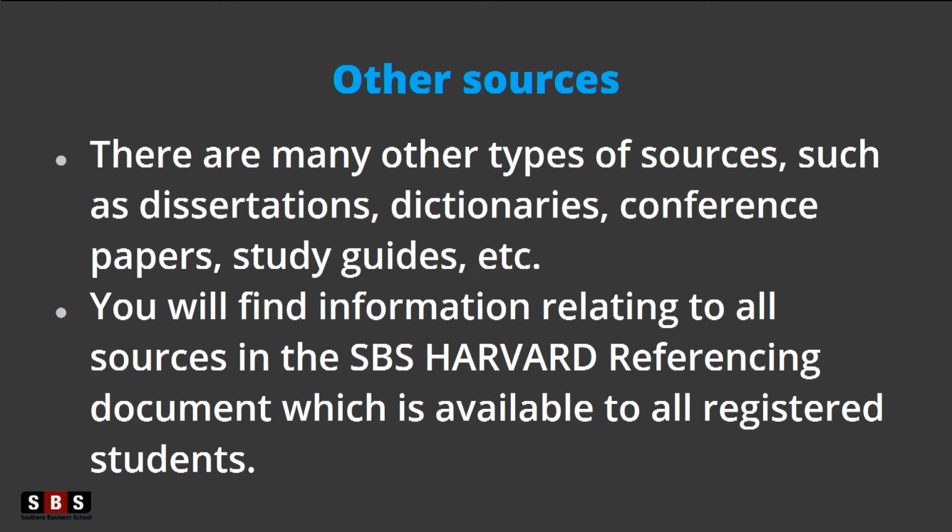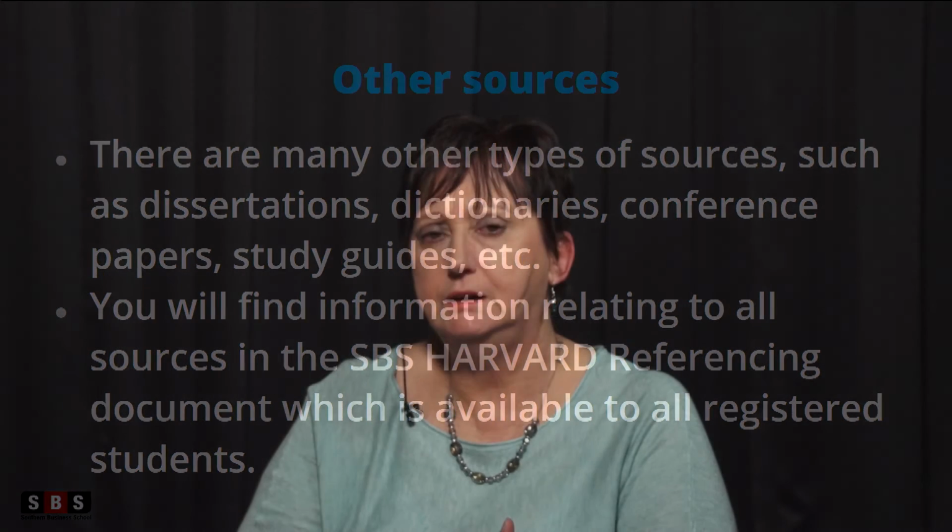Of course, there are many, many other types of sources. You can use dissertations, you can use dictionaries, you can use conference papers, study guides, etc. SBS has made available the SBS Harvard referencing document, which all registered students can use, and it is available to all of you. So for any other source, you can really just go there, look up the specific type of source that you have used to see how it differs from the other sources, where the difference is.